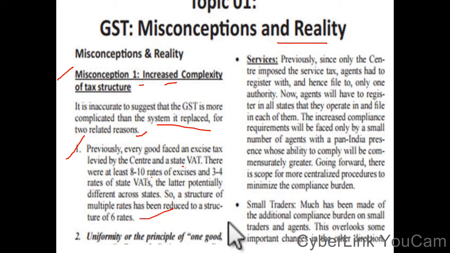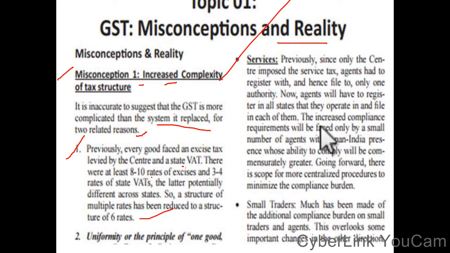The principle of uniformity of one good, one tax. For services, previously the center imposed the service tax, so agents had to register with, and file to, only one authority. Now agents will have to register in all states that they operate in and file in each of them.